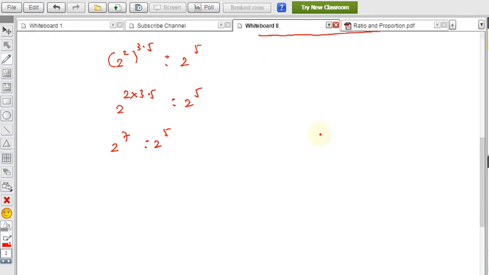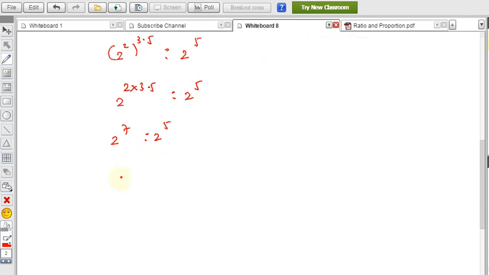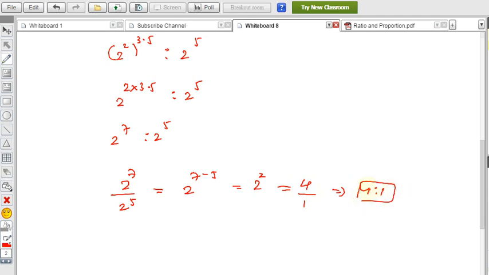Then we can write a is to b as a by b. So 2 power 7 by 2 power 5. You can write 2 to the power 7 minus 5, which is 2 power 2, that is equal to 4. So 4 you can write again as 4 by 1, that is 4 is to 1. A simple ratio. So 4 is to 1 is the answer.